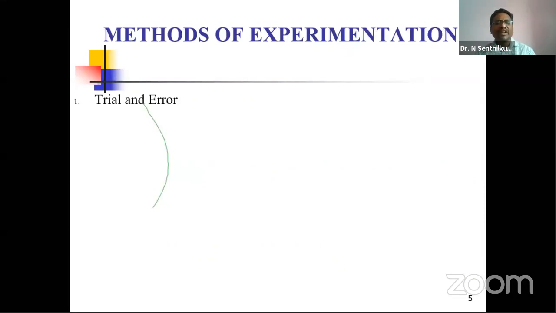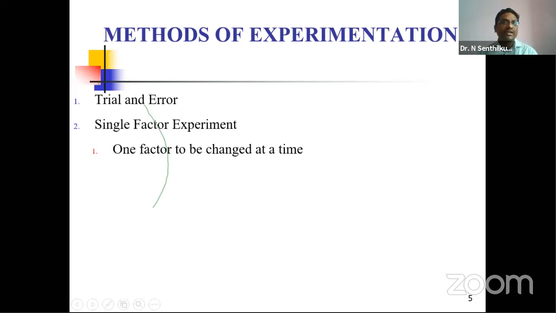So what are the different methods of experimentation? The first one is the trial and error method. The trial and error method is the conventional method of doing things.